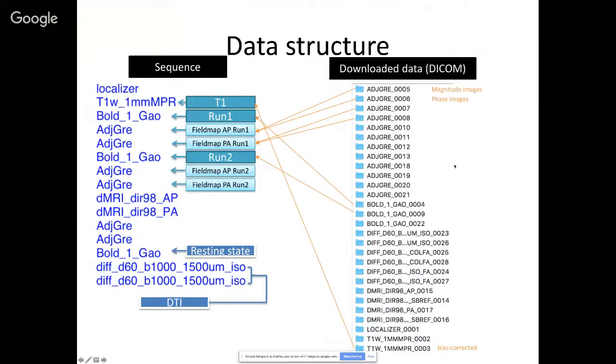For each pair of folders, the first one is the magnitude image, and the second one is the phase image. Also, there are the magnitude and phase for the PA direction, and these four folders are for the run 2 field map images. We may need those field map images for correcting the distortion of your image, depending on your data quality. We may need those, or we may not need them.